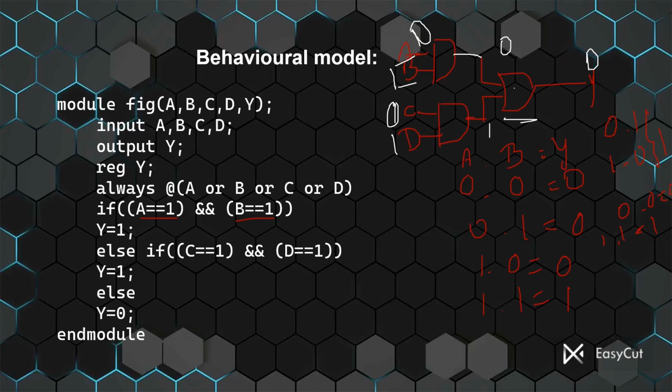If we do the vice versa, then the output will also be 0. If in A and B, any of the inputs is 0, then the output will be 0. The Y value will be 0. Here also, if any of the inputs in C, D is 0, then the output will be 0. Okay. This is how to write the behavioral model.